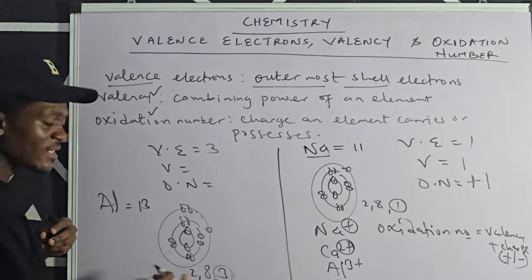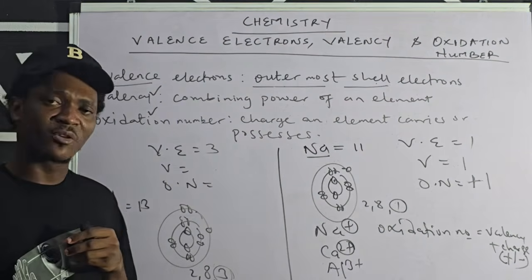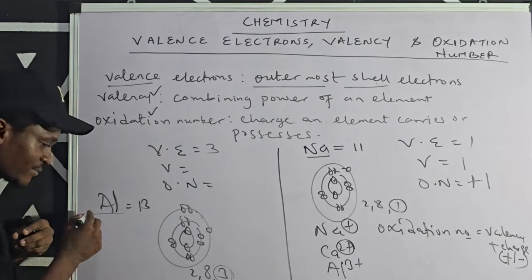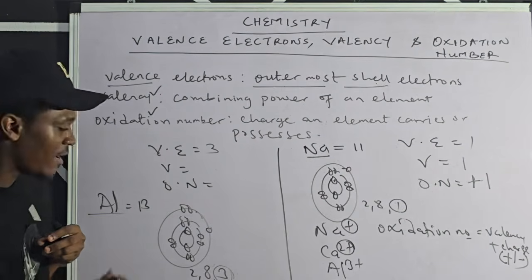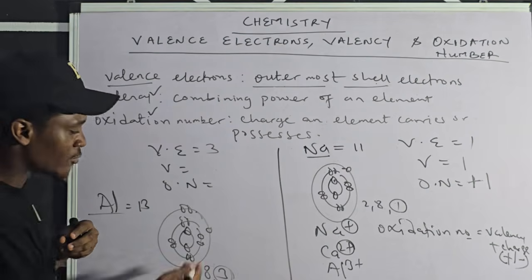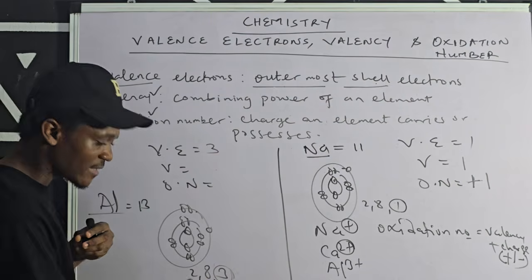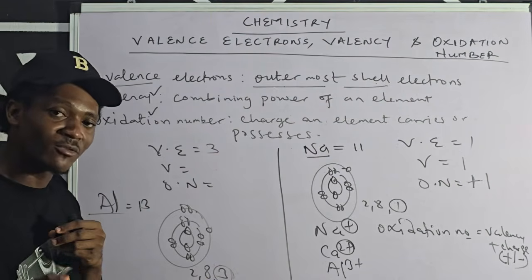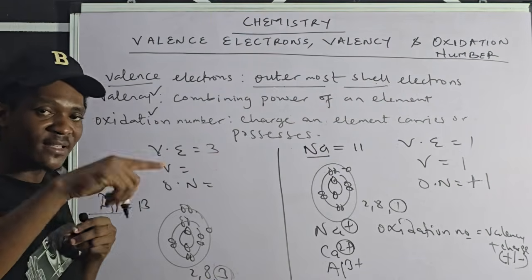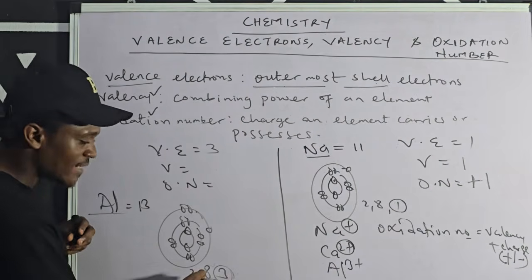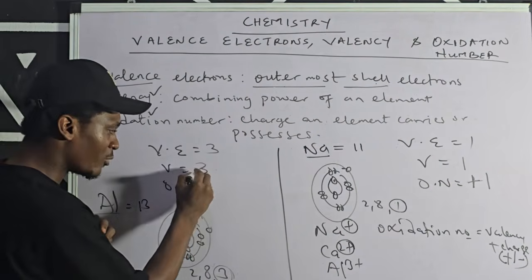Now, does this guy need to lose electrons or to gain to become stable? That's what you should ask yourself. Being that this is a metal, it needs to lose. And what is it losing? It needs to lose this 3. When it loses this 3, then it will now be left with 8 in obedience to octet rule. Remember I said you must have 8 in the outermost shell for you to become stable. So if this guy needs to lose this 3, then the valency should be also what?